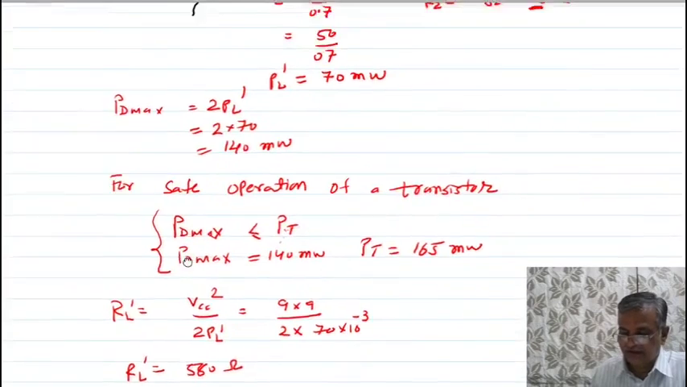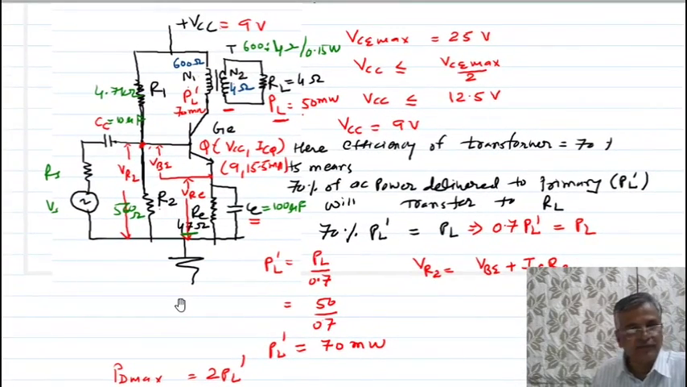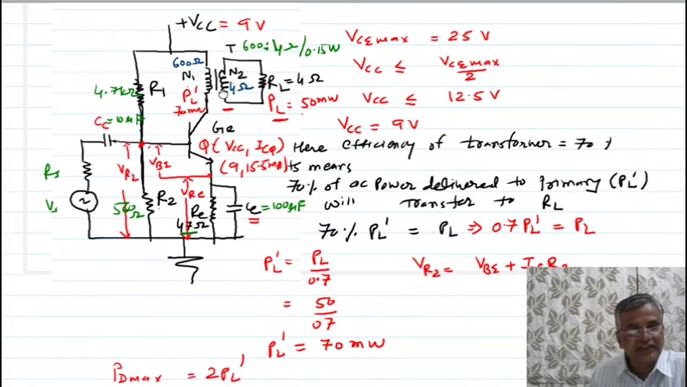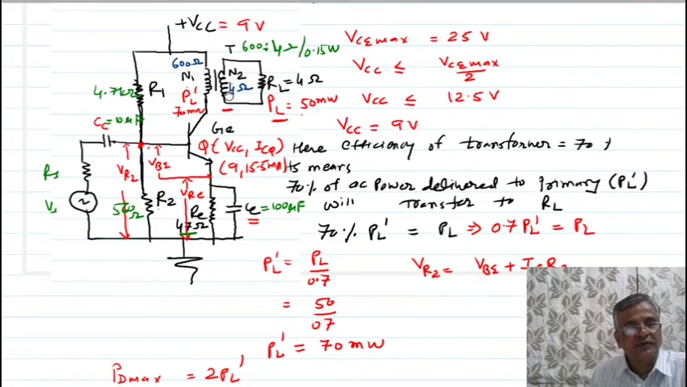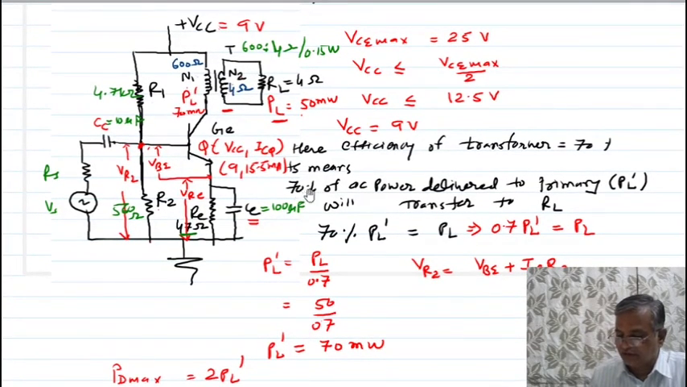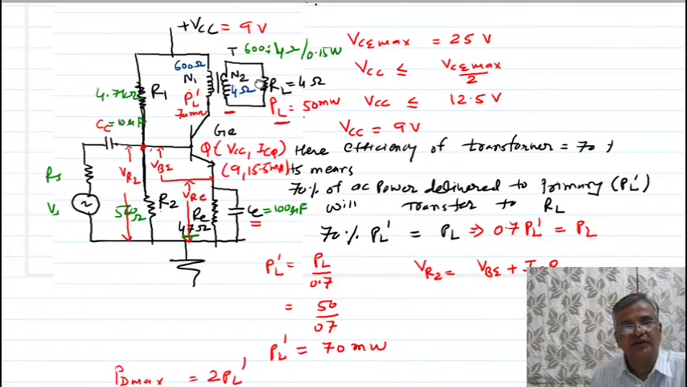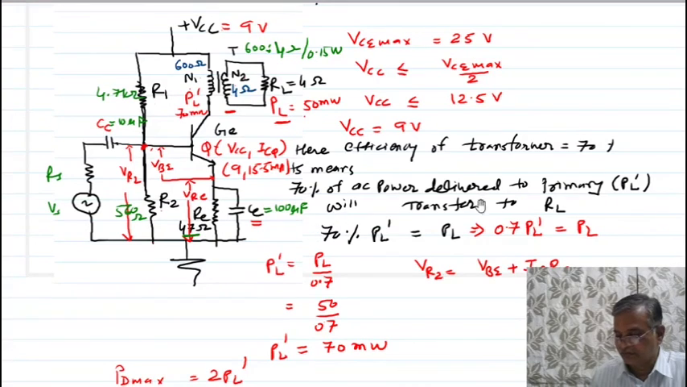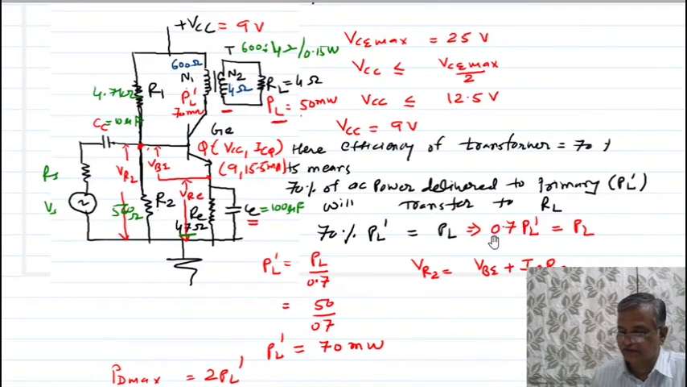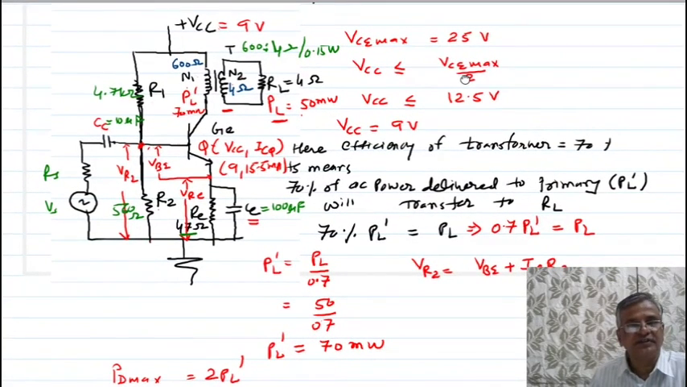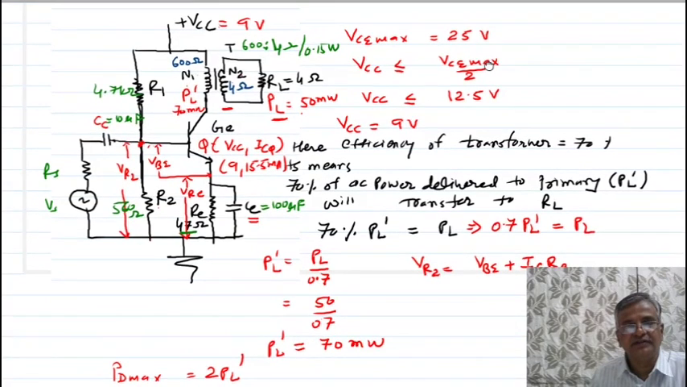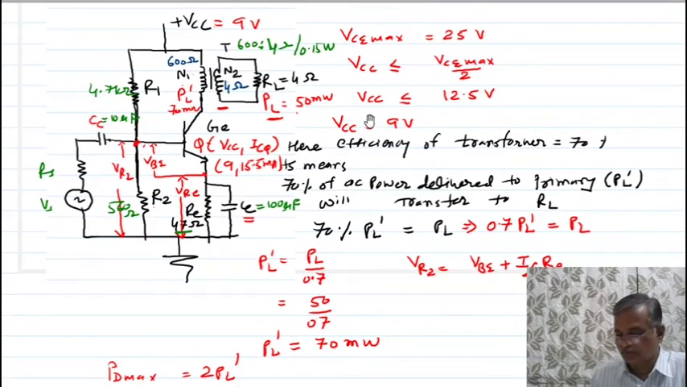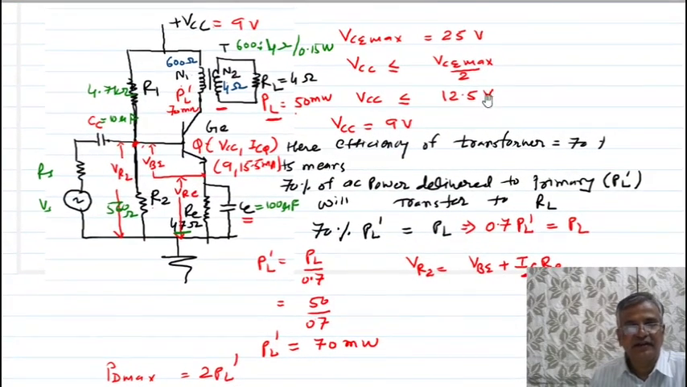So what we did, look carefully, I am just revising. The efficiency of this transformer is given, how much? 70%. It means 70% of the AC power delivered to the primary will be transferred to the secondary. So we have written this equation. We know this equation. VC max is given. So I can write like this.